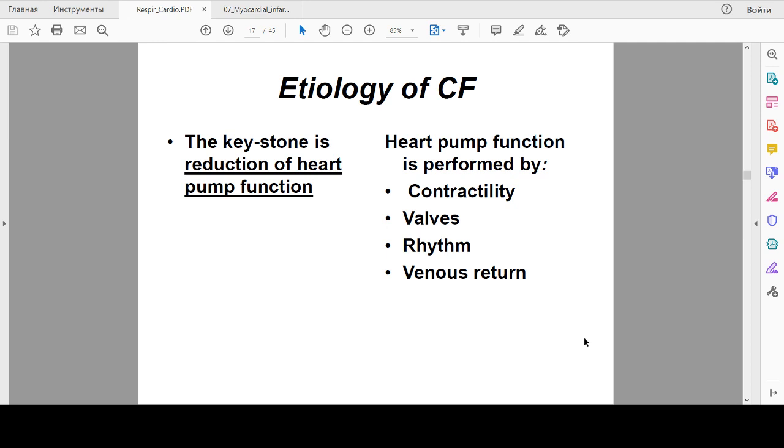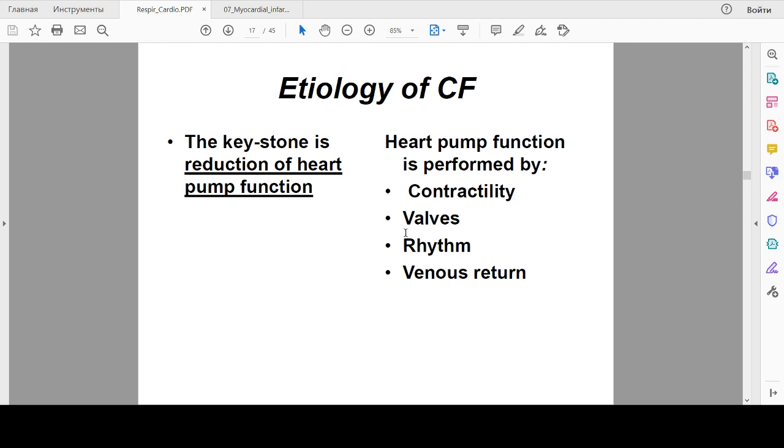So we shall understand better what leads to cardiac failure and what the mechanisms of this very important pathology are. As you remember from previous year, the keystone of cardiac failure is the reduction of heart pump function. Pump function is performed by a number of functions and events. First of all, it is contractility, the ability of cardiac muscle to contract. Then, the condition of cardiac valves. Only valves allow or do not allow the chambers to be filled and, as a result, to contract.